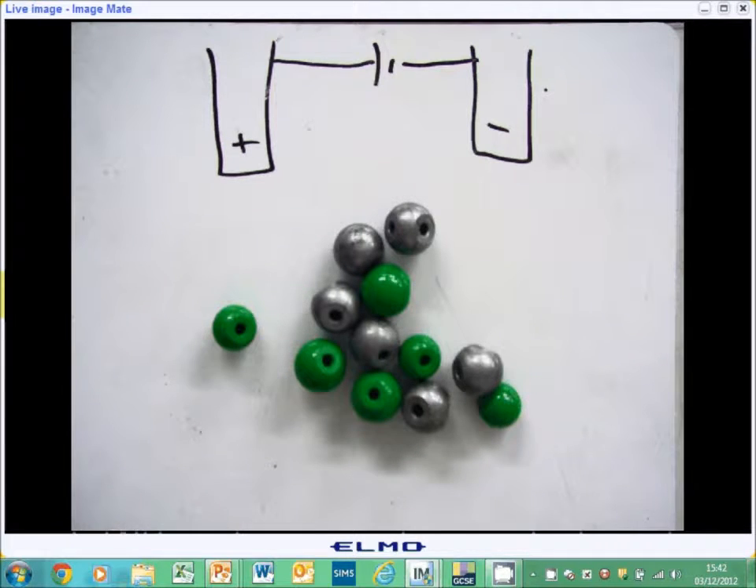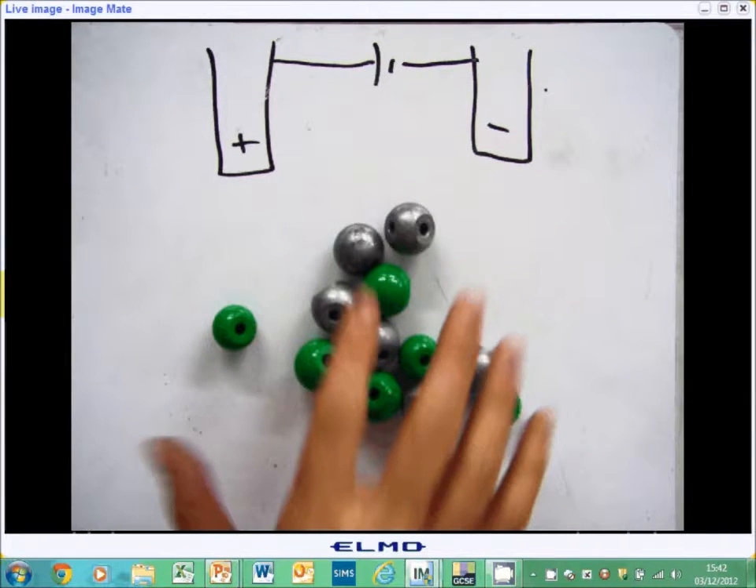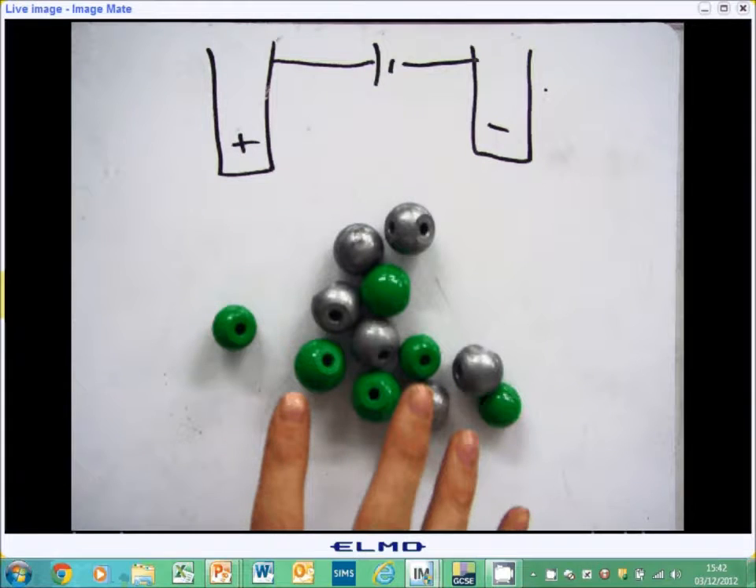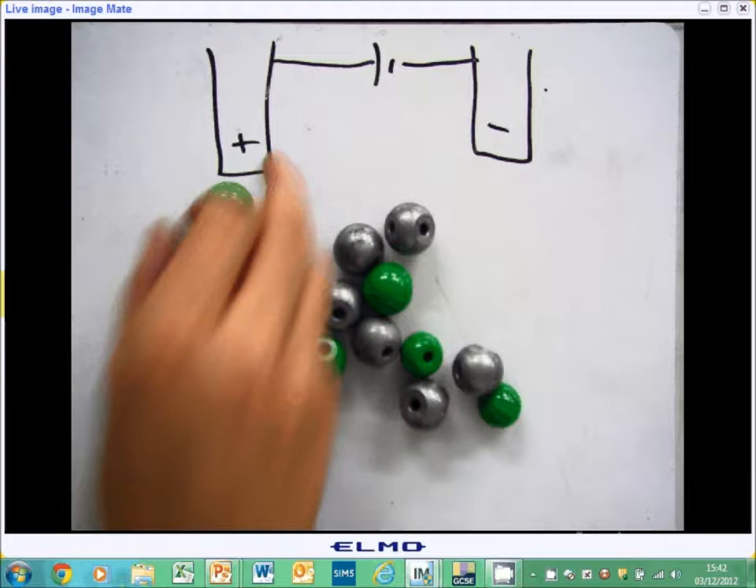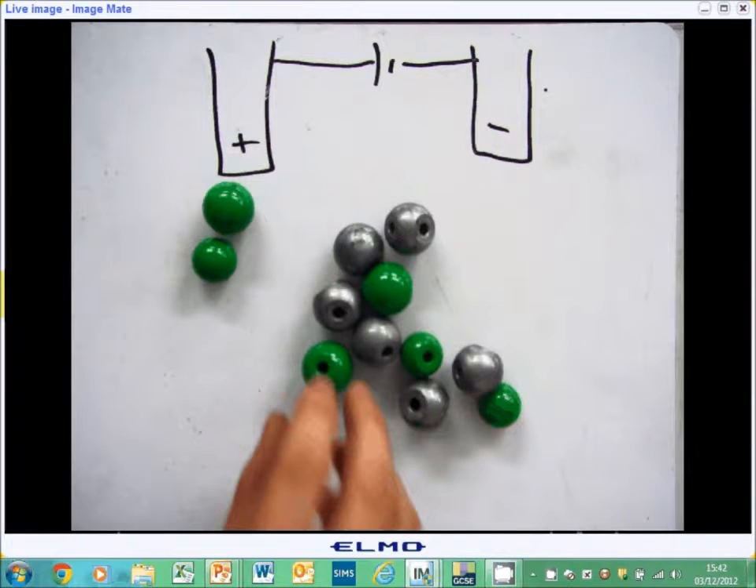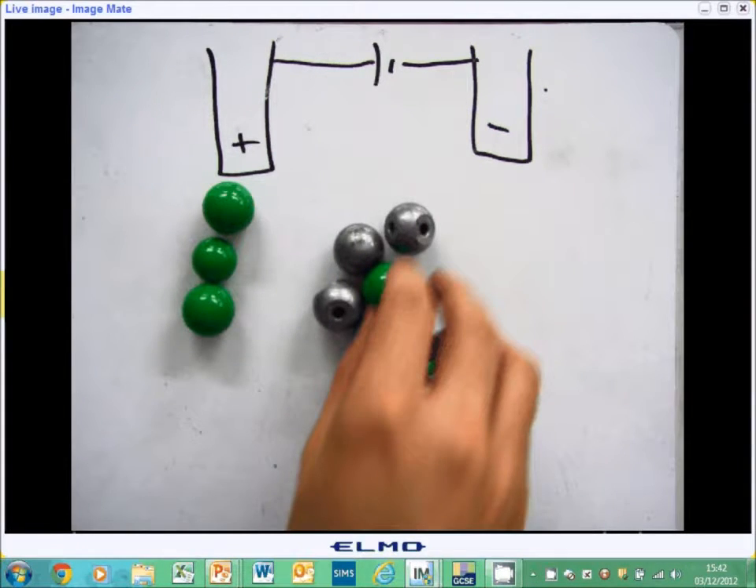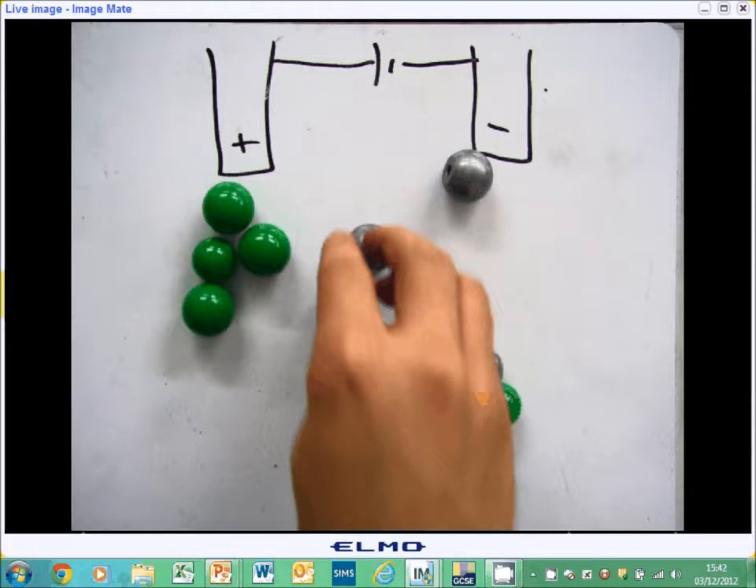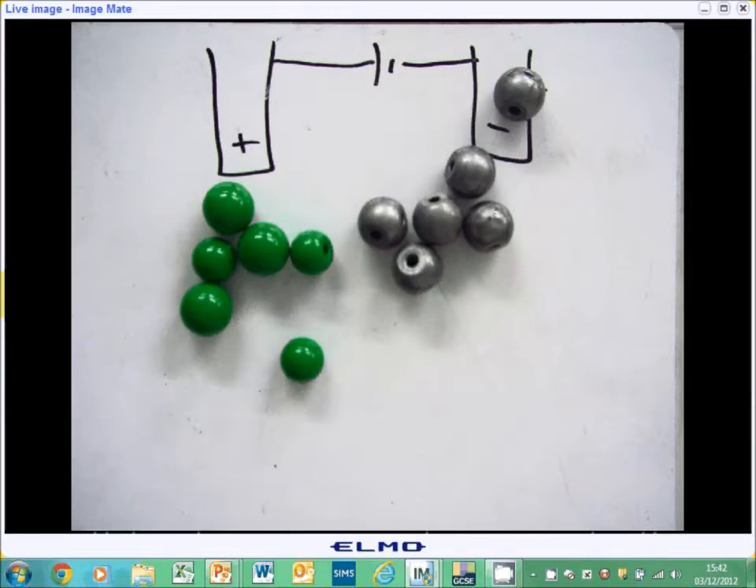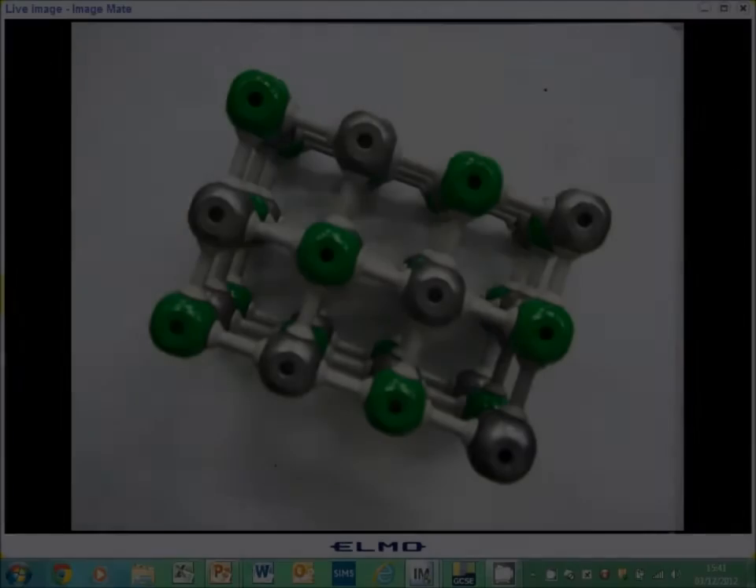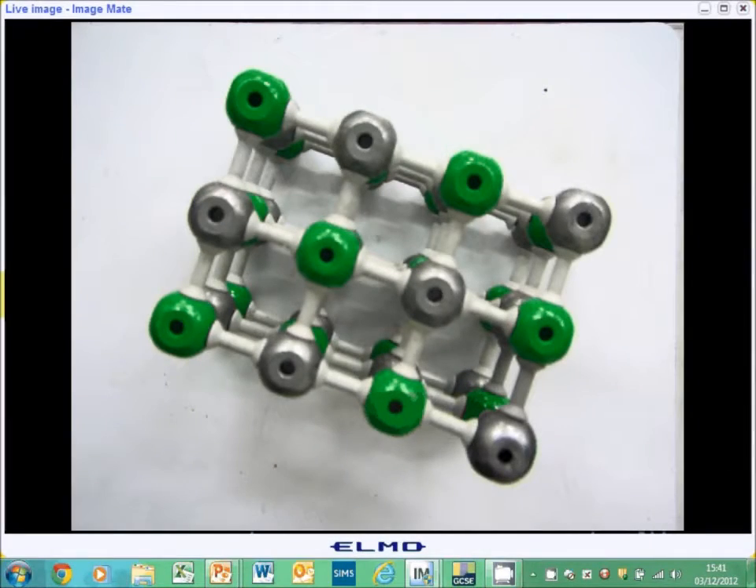If dissolved, or in this case molten, those bonds are free to move. So these ions can move. So my negative nonmetals can move to the positive electrode, and the positive metals move to the negative electrode. It's this movement of ions that means that the ionic compound can conduct electricity. Most ionic compounds are soluble in water, which means they dissolve.